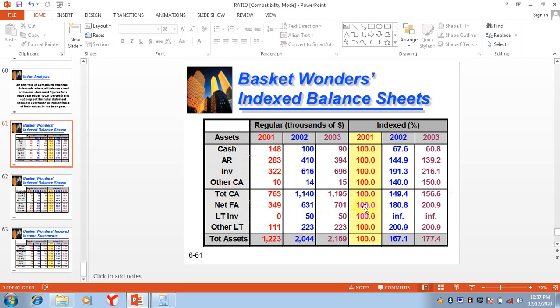Fixed assets, there is increase of 80% in fixed asset. From 100 it goes to 180 and then it goes to 200. So increase in fixed assets is indicating the expansion in the business. Just like in ratio analysis, we analyzed that we took too much loan. So this increase in loan was to purchase some facilities, to purchase machinery and different other things for expanding our business, which is a good sign here.